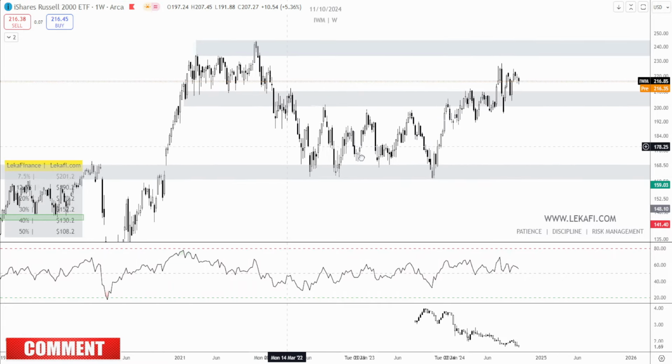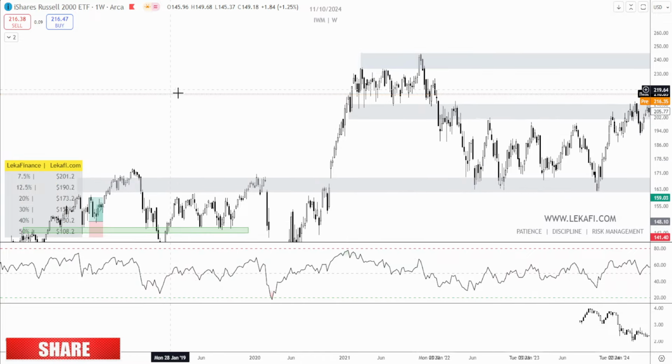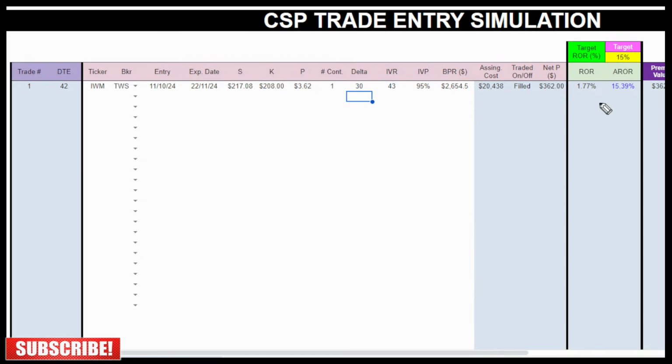And don't forget, I'm going to make this available to you guys as well, which is this TradingView indicator, which tells us the percentage. We can put in whatever we want, and it tells us the price at which we're going to sell our cash secured puts. Very, very crucial. But anyway, going back here to our trade simulation, this number here, guys, is very crucial.